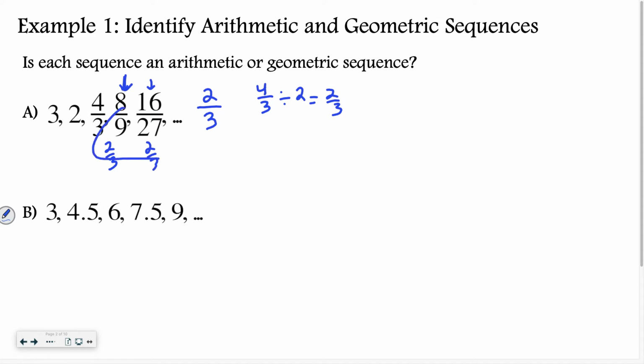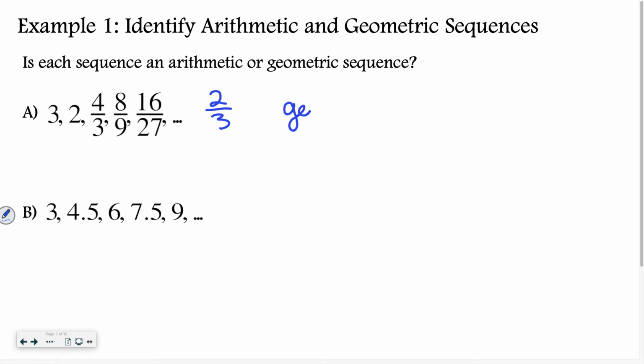So you can see that this has a common ratio. Common difference is when you add or subtract by the same number. This is definitely common ratio. So my common ratio would be 2 thirds. So I would say this is a geometric sequence. And then I'm done with letter A.